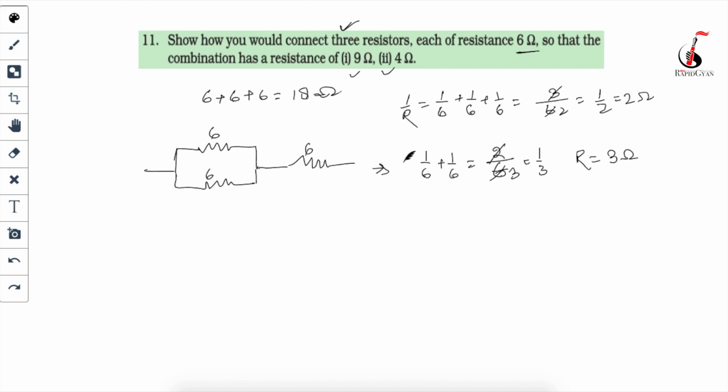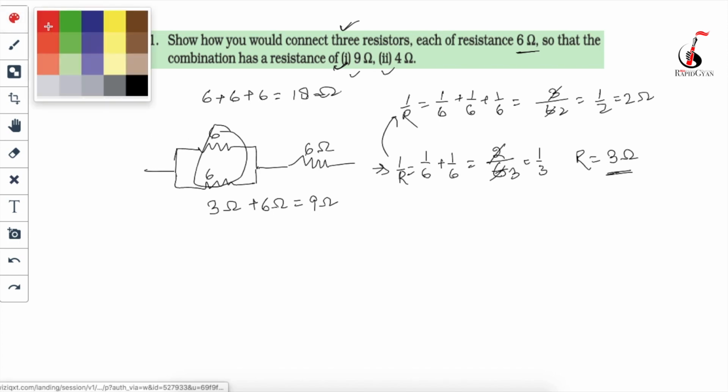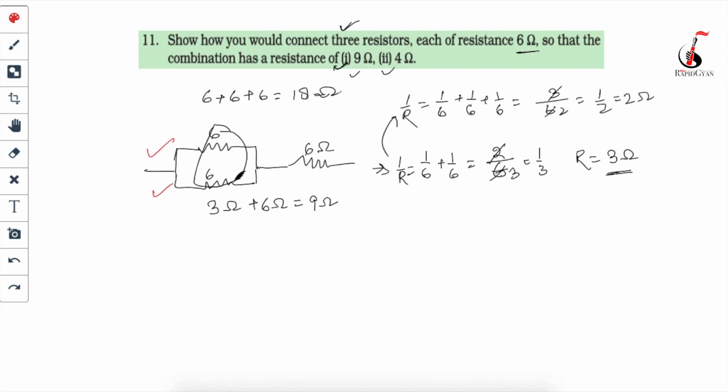In case of parallel, see, this is 1 by R, so this will be reciprocated, so I will get 3 ohm. So the equivalent value of this is 3 ohm, and then 6 ohm is in series, so 3 ohm plus 6 ohm, I will get 9 ohm. So I got my first answer. How will you get your first answer? You will have to connect two resistors in parallel and another one in series.